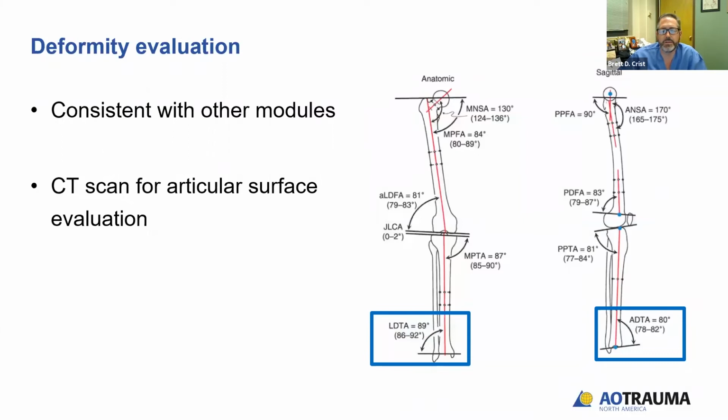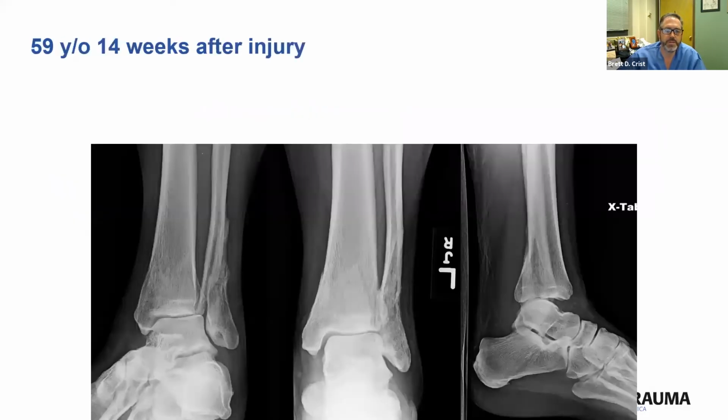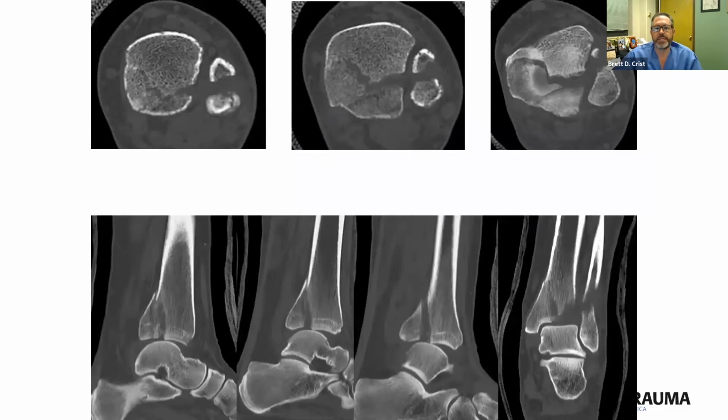So these are the angles that I briefly mentioned: the anterior distal tibial angle, and then on the coronal plane, the lateral distal tibial angle. With intra-articular deformity, you want to get a CT scan, and then you may want to consider an MRI if you have concerns about the articular cartilage thickness, trying to determine what procedure to do, or if there's any soft tissue concerns. So this is a case of Sean's that presented 14 weeks out from injury, and these are the CT scans that they had.